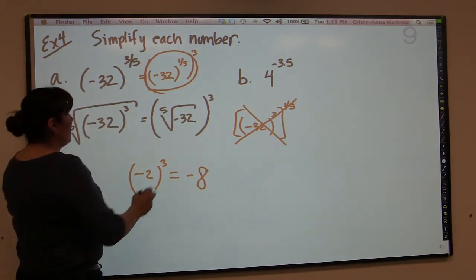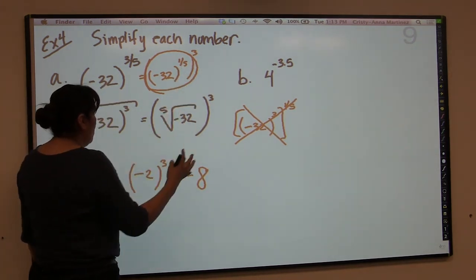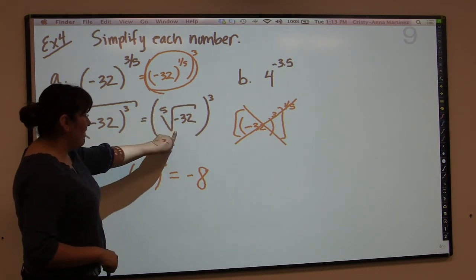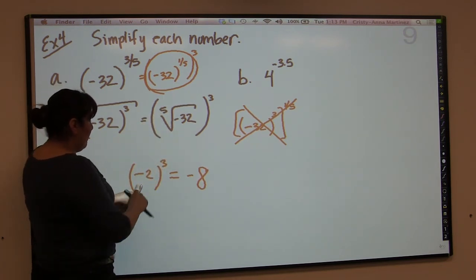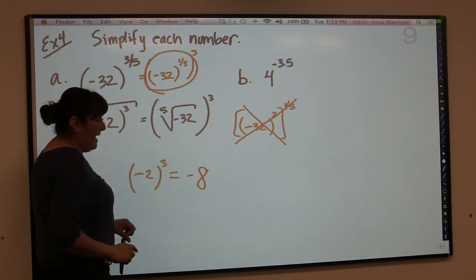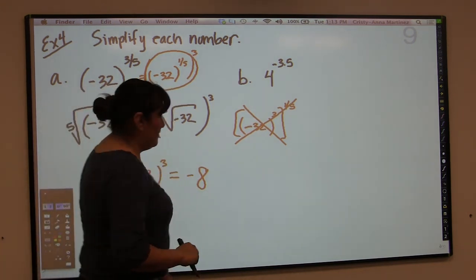So it's convenient for me to put the 1/5 on the inside because I know that the 5th root of negative 32 is negative 2, and then I just take that to the third power and I get negative 8. So that is how you do that little guy.